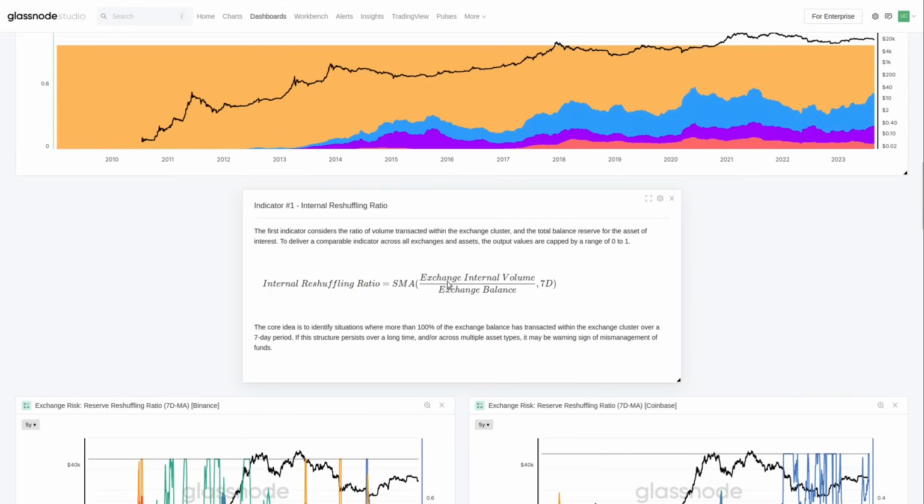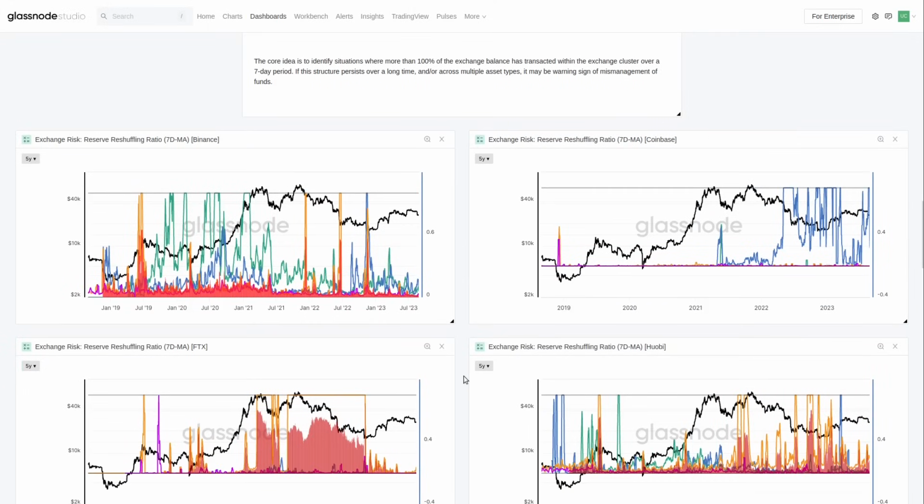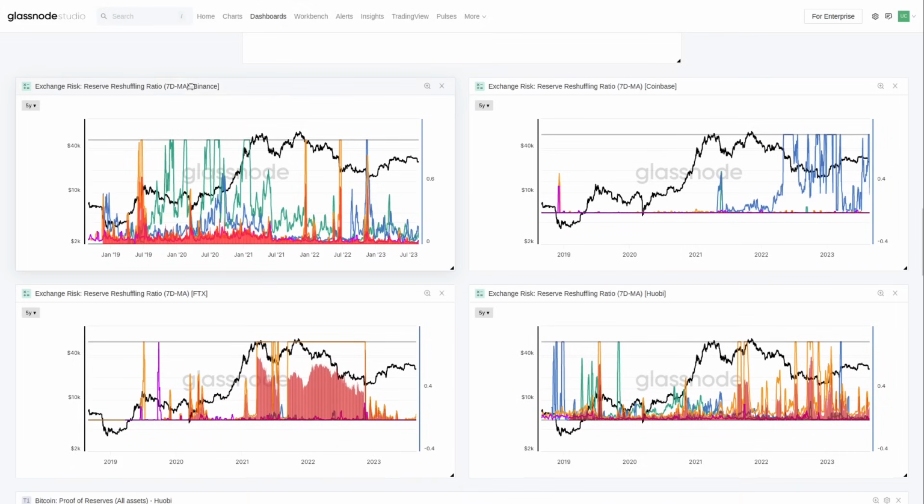So what we look at is the total internal transacted volume by their balance. It's basically how much of their overall balance are they churning over on a 7-day moving average basis. So we're going to look at this from 4 different exchanges. In all of these metrics, we're going to look at Binance top left, Coinbase top right, FTX bottom left, and Huobi bottom right. And we're going to look at always Bitcoin, Ethereum, USDC, and USDT, with the color traces being their token. Now, there's a lot of lines here. Let me step through each one.